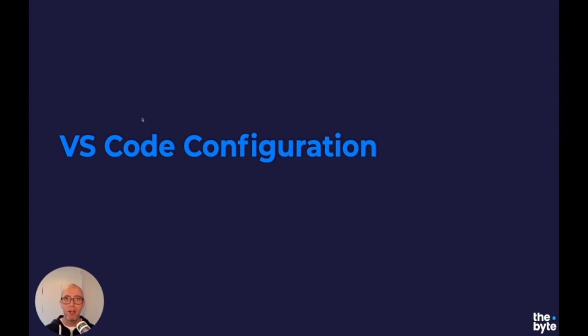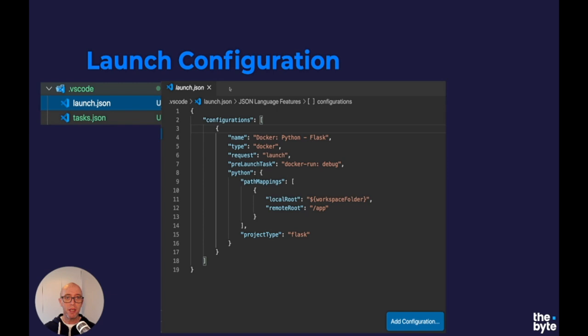Welcome back to the next section of Visual Studio Code and Docker training. In this section, we're going to understand how we can configure Visual Studio Code to actually change the attributes of how Docker's launching debug and how we can actually launch tasks. So let's take a look.